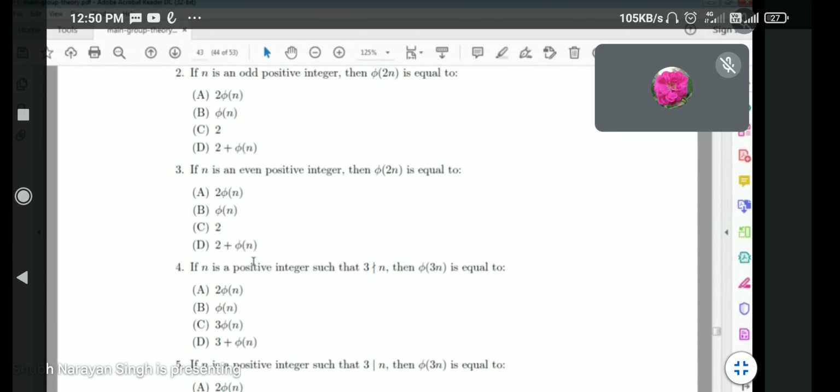Come to question number 4. Can you tell me the answer of this question? Suppose you have n as a positive integer which is not divisible by 3. Then what is the value of phi of 3n among these 4 options?